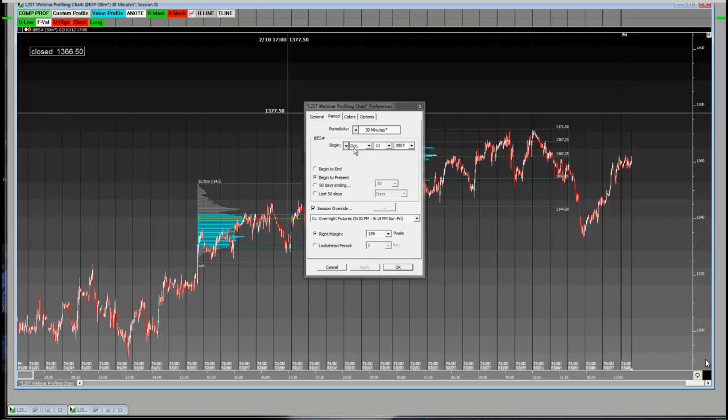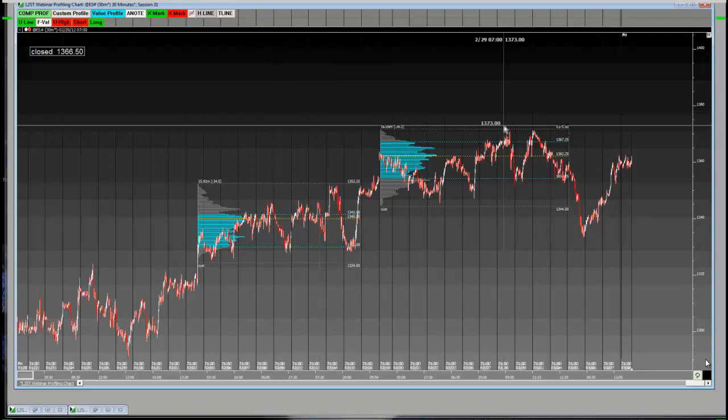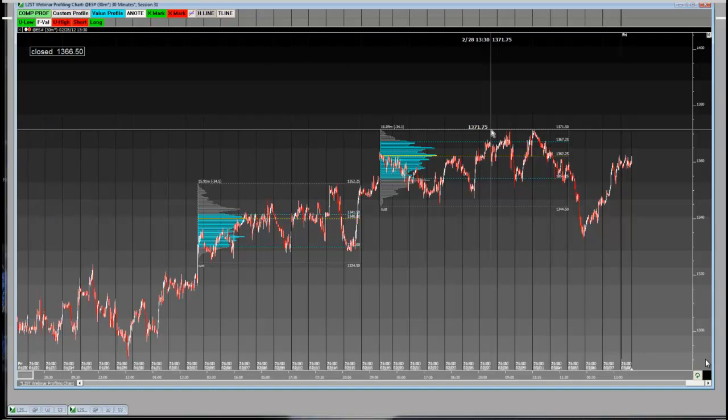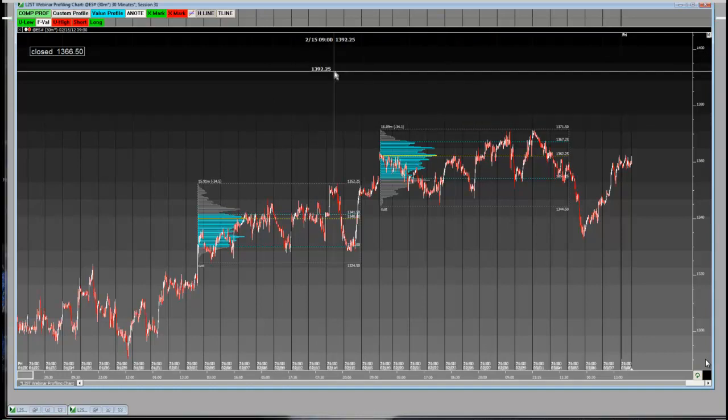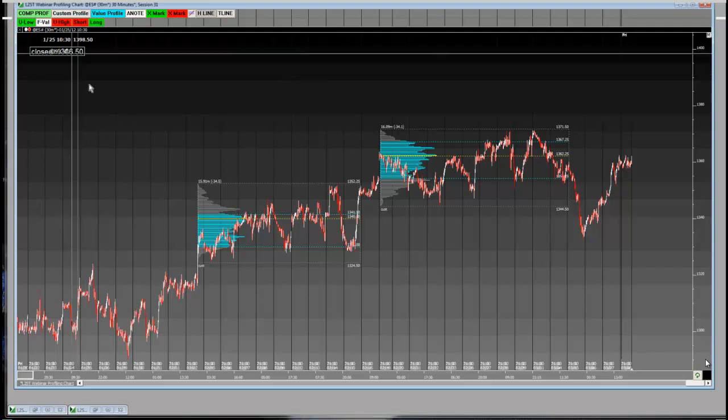So I begin this chart on the 11th of October 2007, which is that major high, and then I'll leave it set to build up until the present moment, so it's always live. Okay, so that's this chart. It starts in October 2007, 11th of October 2007. That's just this chart. Okay, it doesn't define the profile.